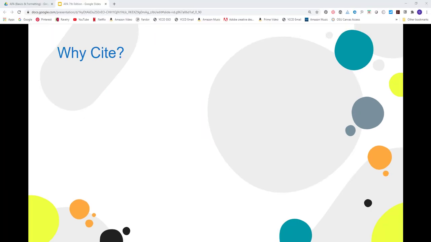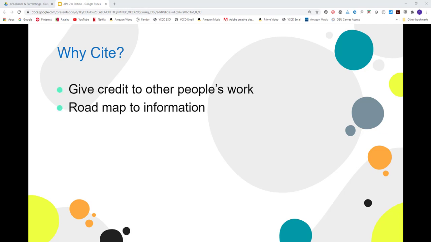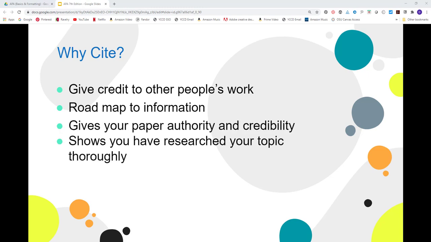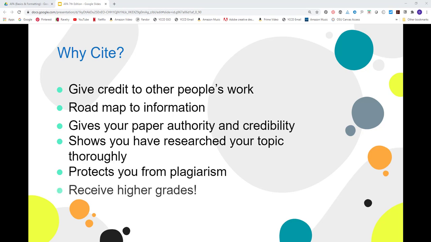Why do we need to learn APA style and citing? Because APA style provides one standardized way to present information. It gives credit to the work others have completed, provides your reader with a roadmap to your information sources, increases your credibility, helps you avoid plagiarism, and results in a higher grade for you.